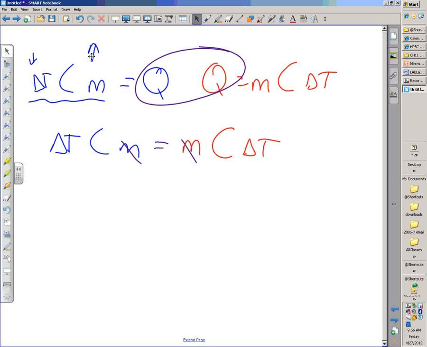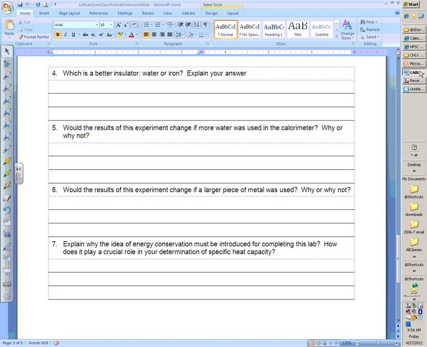Okay. Good there? And then for number 6, would the results change if a larger piece of metal was used? What's the answer probably going to be there? No, because once again, what do we know about specific heat? It's an intensive property. It shouldn't matter on the sample size. And we could go through those arrows again on the red side, and we'd see the same thing.